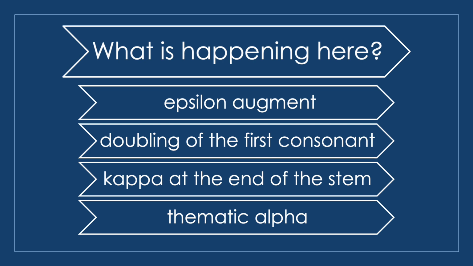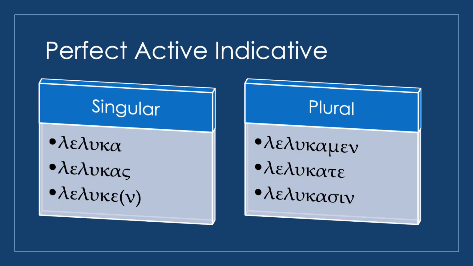Well, firstly, we've got an epsilon augment like other indicative verbs that are in the past tense. But for the perfect, we also double the first consonant sound. Sometimes it's a vowel that gets doubled, but usually it's the consonant at the beginning of the verb that gets doubled. And a kappa goes on the end of the verb stem before the ending, a bit like we had a sigma for the aorist tense. It also has a thematic alpha which follows that kappa in almost all cases except the third person singular, he, she, or it. So have a look again.